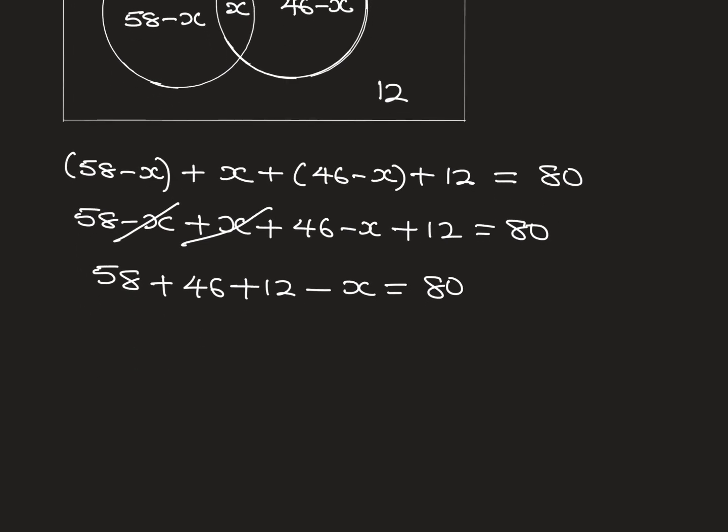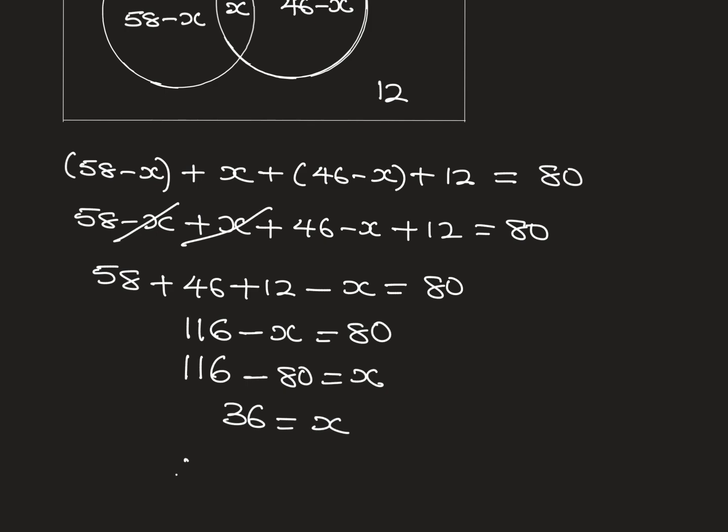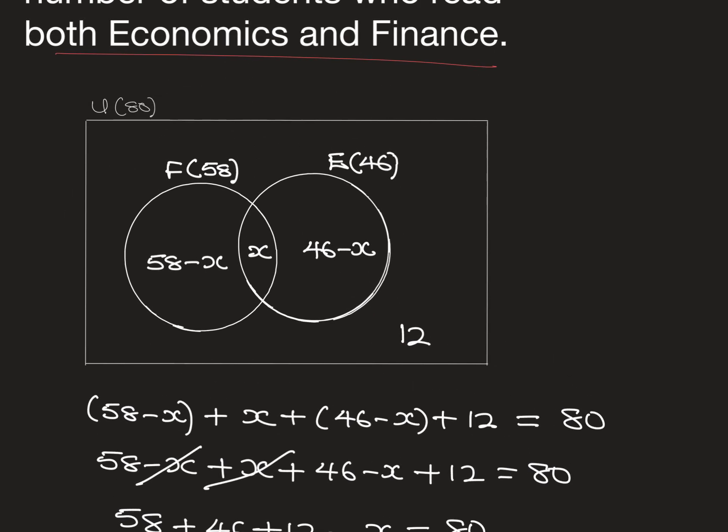So what do you have? 58 plus 46 plus 12 is 116. So that is 116 minus X is equal to 80. So 116 minus 80 is equal to X. 116 minus 80 is 36. So 36 is equal to X, or therefore X equals 36. So meaning 36 students were reading both finance and economics. Okay?